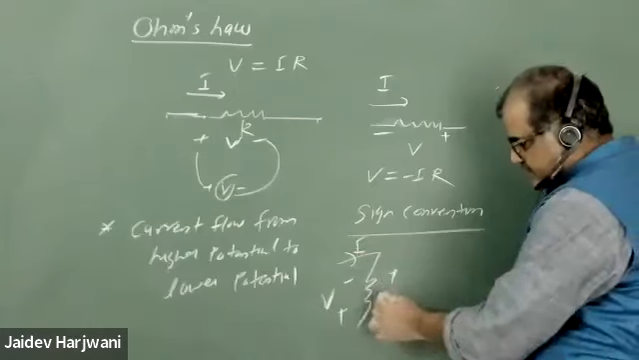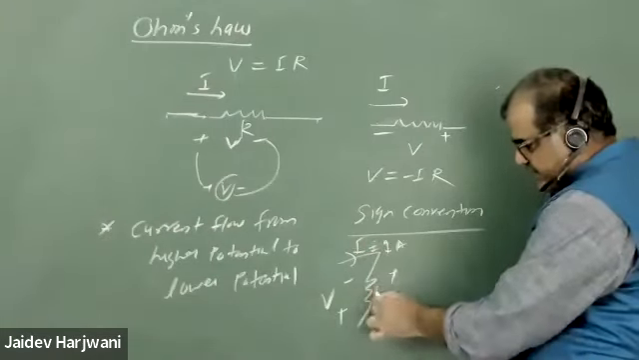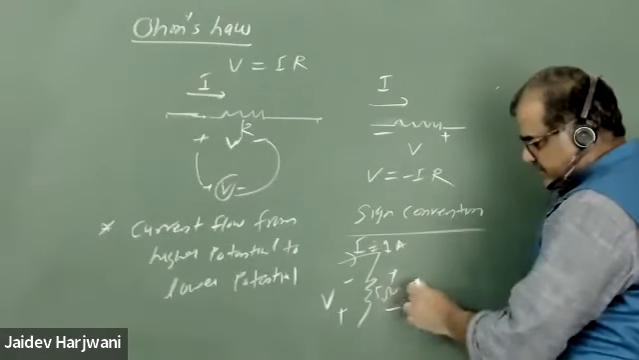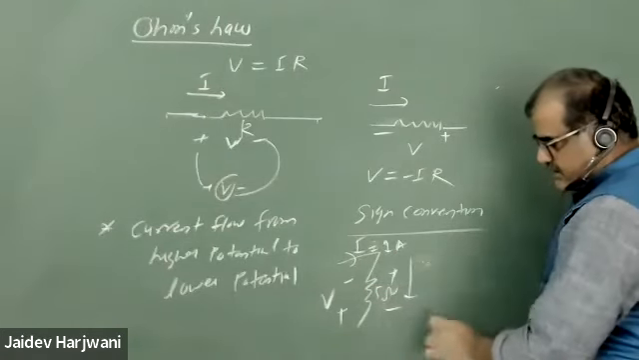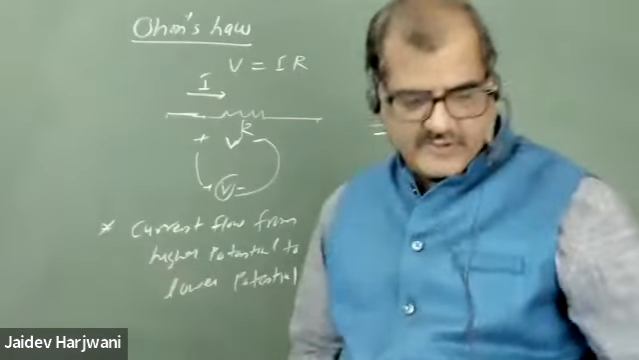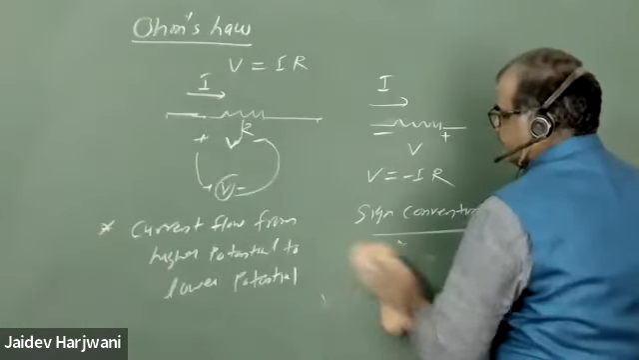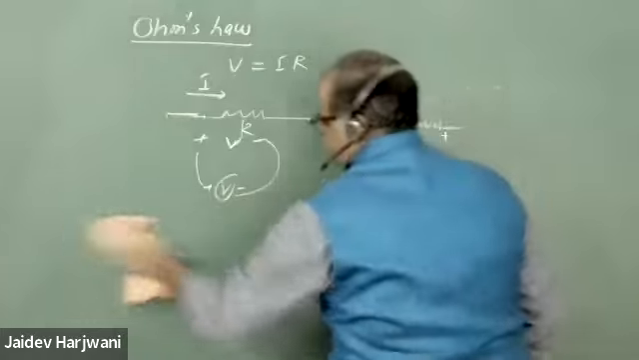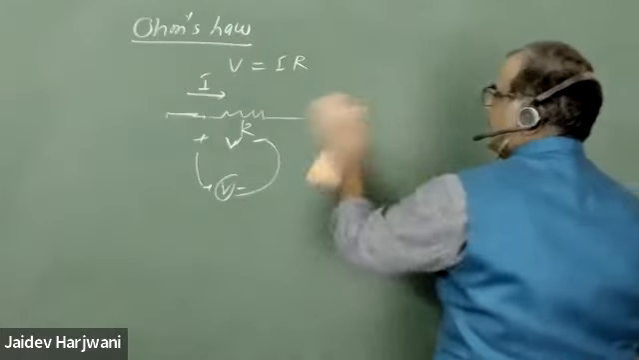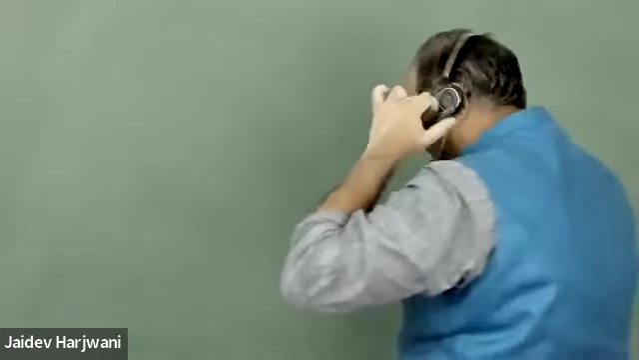Say this is a 1 ampere current and this is a 5 ohm resistance. So the voltage drop is 5 volts in this case, but if you are measuring oppositely, that is minus 5 volts. You should keep this in mind. So this is your Ohm's law. Now we are moving to the next important law, Kirchhoff's current law.